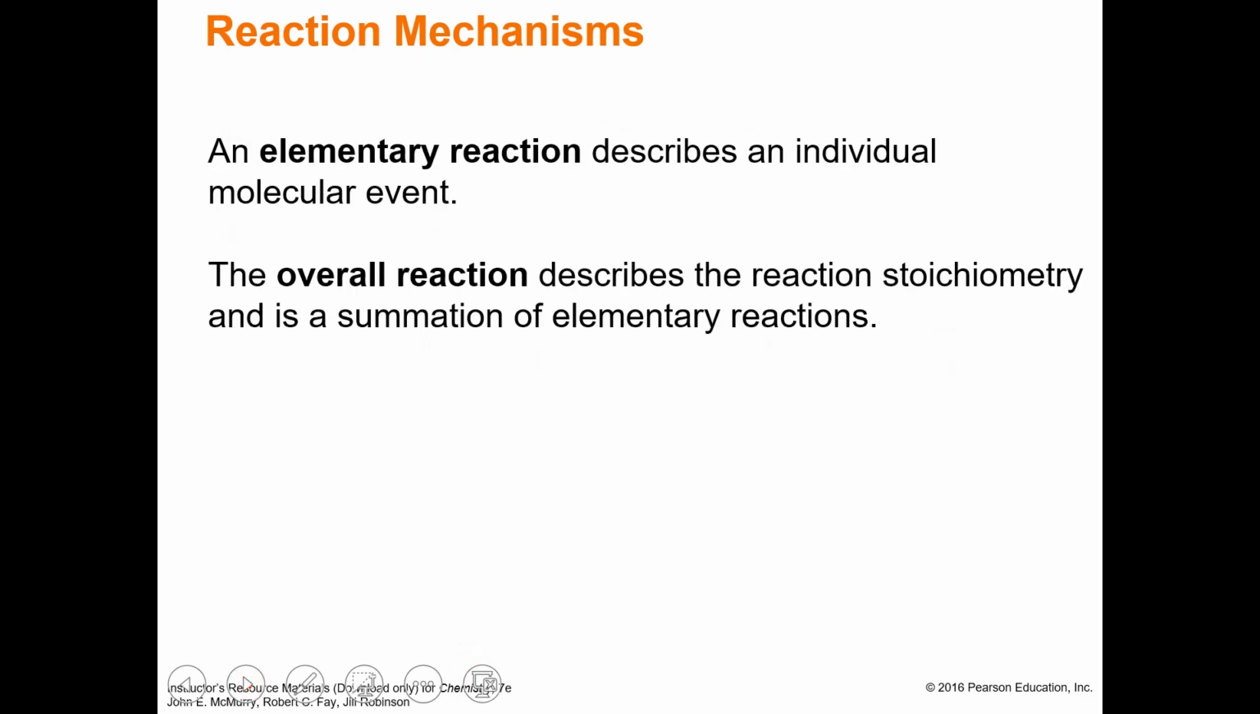An elementary reaction deals with an individual step. The overall reaction is the summation that gives us the reaction stoichiometry. That's often what we're looking at. So we look at these overall reactions to give us a summation, but oftentimes that doesn't really tell us the steps to get from the reactants to the products.